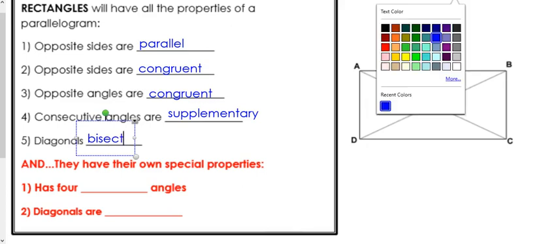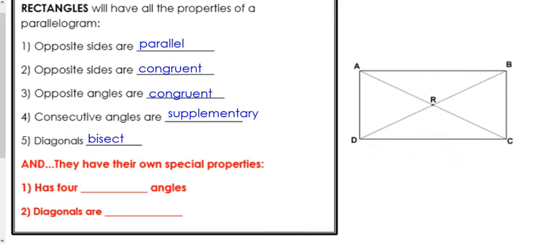So if I come over here to my side, I can actually mark all of those things in this shape. So we know that opposite sides are parallel, right? So those are the arrows. We also know that opposite sides are congruent. So AB is congruent to DC, and AD is congruent to BC. We know that opposite angles are congruent. So angle A is congruent to angle C, and angle D is congruent to angle B.